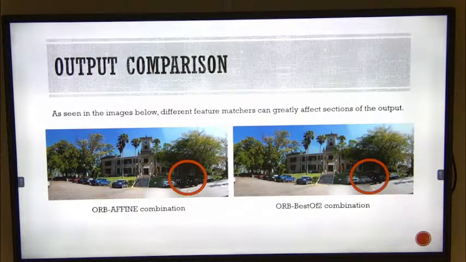In this case, we have the variations between the feature matchers, and we can see that the ORB feature detector with the affine feature matcher revealed a little bit more of the golf cart, but the ORB best of two combination did not reveal the whole golf cart. In these images you can explicitly see how the algorithm alters the output image that we have.